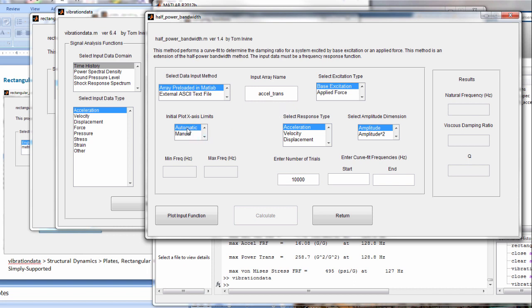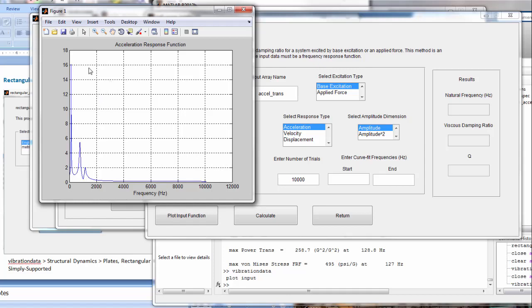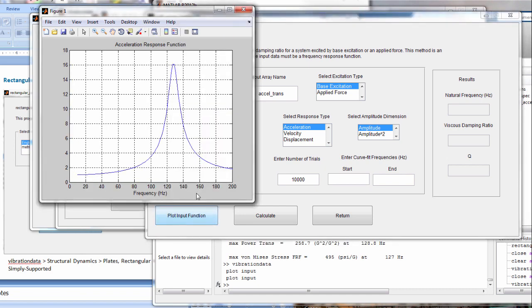Let's just have the plot limits automatic for now. And let's do an acceleration response. And this is amplitude. It's G out over G in. And let's go ahead and plot that input function, which we've seen before. Now, if you don't recognize it, it's because it's a linear plot. And I don't actually have the y-axis unit here, but it is G out divided by G in. Then we have our frequency in hertz. So let's zoom in a bit on that fundamental mode. Okay, this is the mode that we want to do the curve fit.